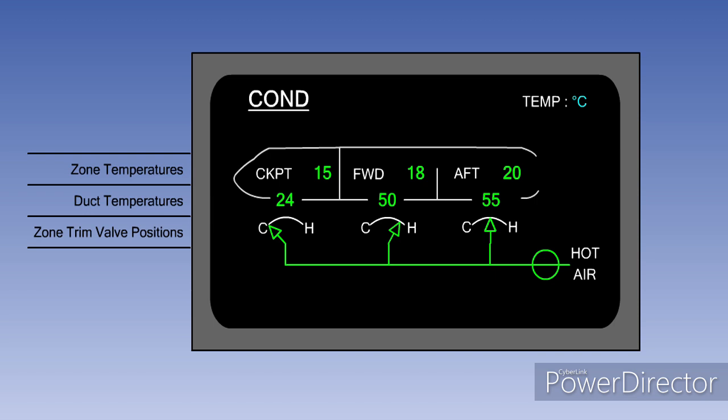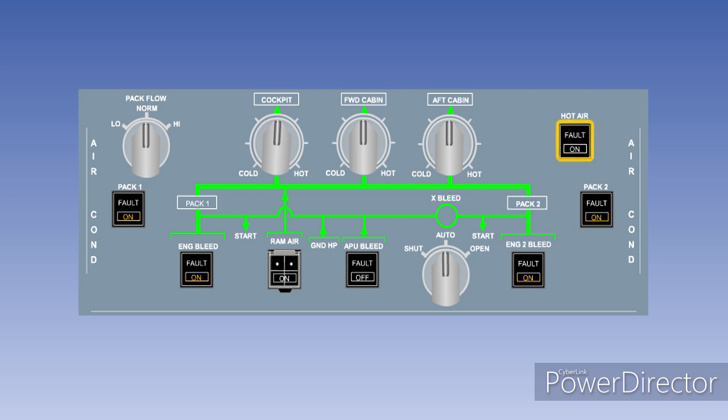The flight deck crew is able to monitor both the cabin and the duct temperatures throughout the aircraft. On the Airbus electronic screen air conditioning page shown here, the zone temperatures are shown, as are the duct temperatures. The positions of the zone trim air valves are also graphically displayed. The crew also receives warnings in the event of malfunctions in the system. For instance, if the temperature of the air in the trim air duct becomes excessive, the amber fault light in the switch will illuminate.